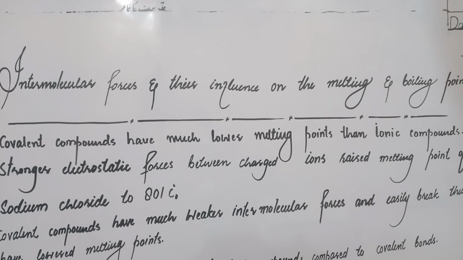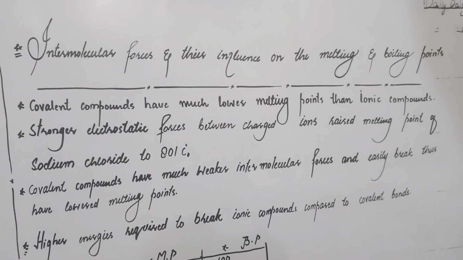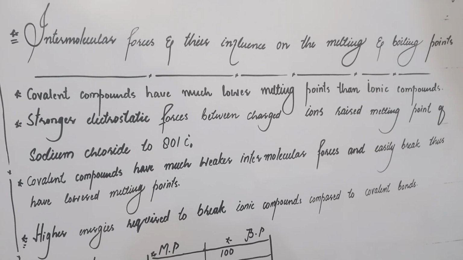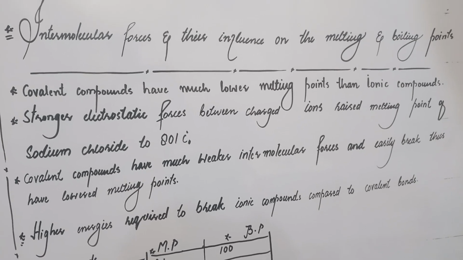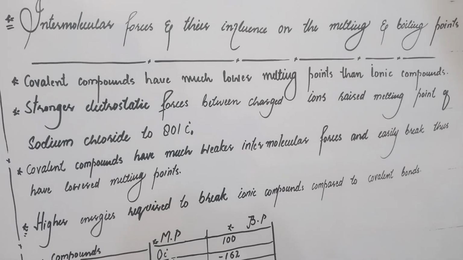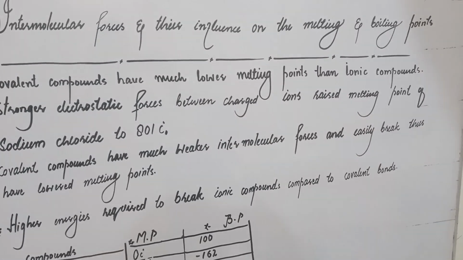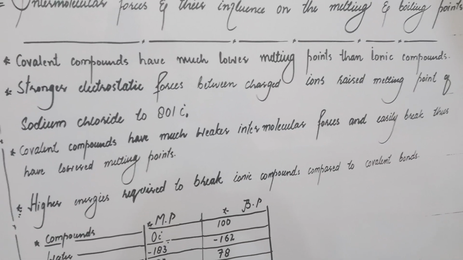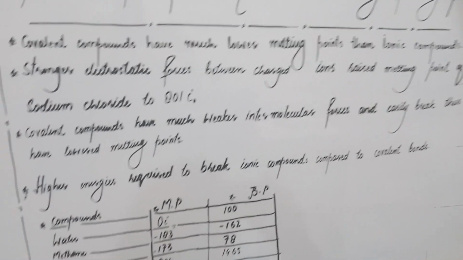Intermolecular forces and their influence on the melting and boiling points. Covalent compounds have much lower melting points than ionic compounds. Stronger electrostatic forces between charged ions raise the melting point of sodium chloride to 801 degrees. Covalent compounds have much weaker intermolecular forces that easily break, thus have lower melting points. Higher energy is required to break ionic compounds compared to covalent compounds.